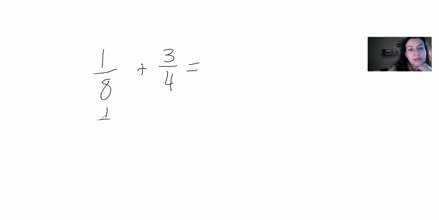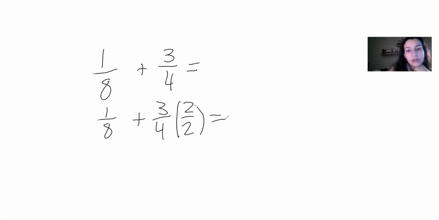So let's keep going with 1 over 8 stays the same, plus 3 over 4. We're going to multiply that by 2 over 2. We can do this because 2 over 2 simplifies to 1, so we're not changing the value of the fraction. We're merely adjusting it so that it works better for our case, and that we have an 8 in that denominator, which we'll get from multiplying 4 by 2 right here.